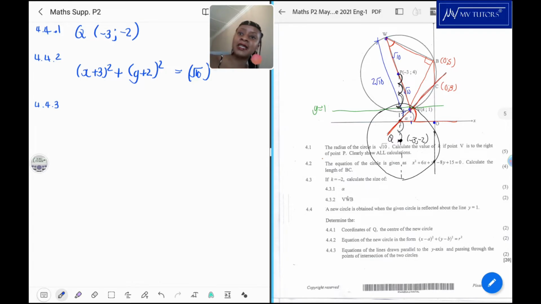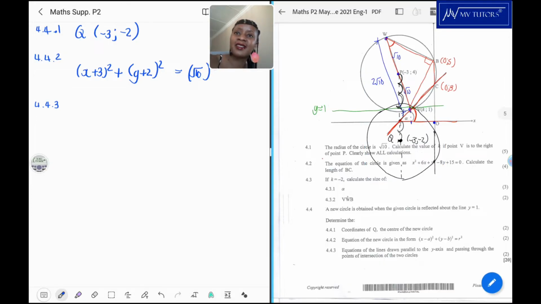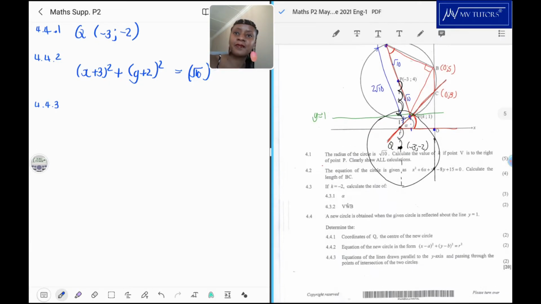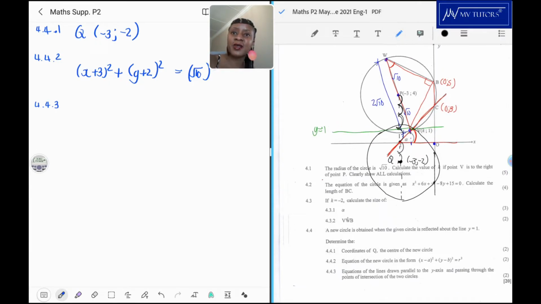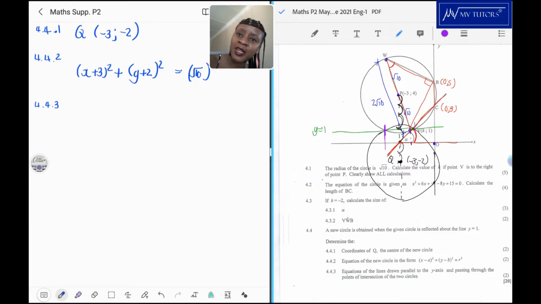So basically, the points of intersection are here. Let me just edit that. It's such a hassle having to edit a PDF. It doesn't want you to just change colors in the middle of it. You need to now start from scratch.